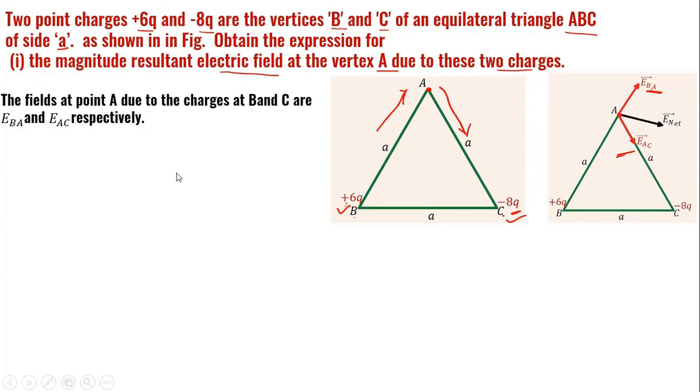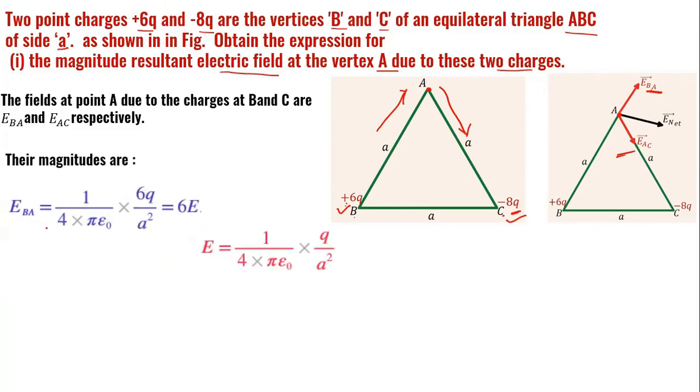Here, first the magnitude of EBA. The general formula for the electric field is kQ by r square. This EBA is due to the plus 6q charge, so we put Q as 6q, and the separation between A and B is a, so a square. That comes out to be 6E. For simplicity we have substituted E as 1 upon 4 pi epsilon naught, q by a square. So this complete q by a square part we have substituted as E. So our EBA becomes 6E.